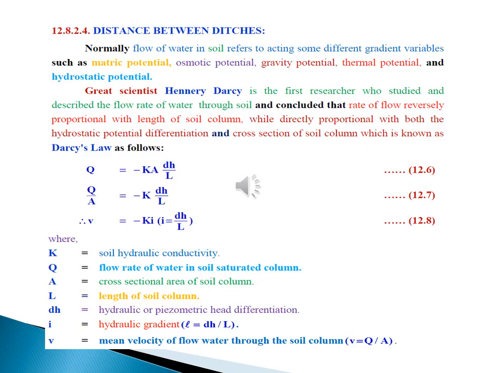The great scientist Henry Darcy is the first researcher who studied and described the flow rate of water through soil and concluded that the rate of flow is inversely proportional to the length of the soil column, while directly proportional to both the hydrostatic potential differential and the cross-section of the soil column, which is known as Darcy's law. As explained in the equation in front of you, my dear, follow it, really, it is so clear and easy.